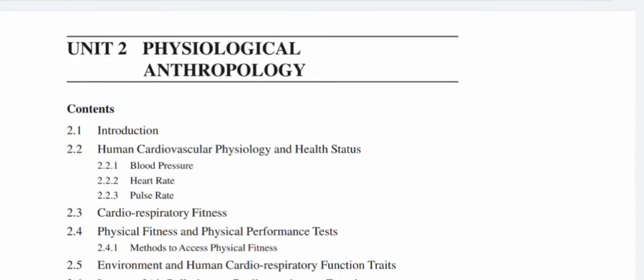Today we are going to discuss Practicing Anthropology, which is written by MAAN, IGNOU, and our topic is Physiological Anthropology. Let us begin the topic.